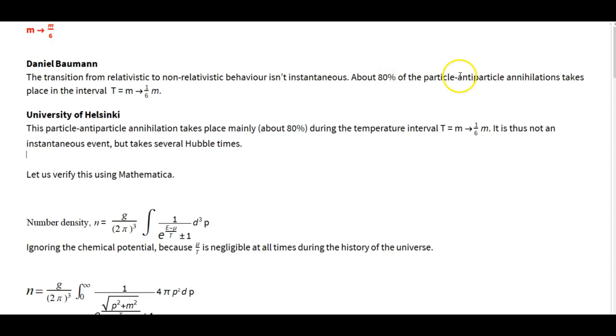About 80% of the particle-antiparticle annihilations take place in the interval when temperature falls from m to m/6. The same statement, in slightly different words, appears in the notes from the University of Helsinki: particle-antiparticle annihilation takes place mainly, about 80%, during the temperature interval m to m/6. It is thus not an instantaneous event but takes several Hubble times.